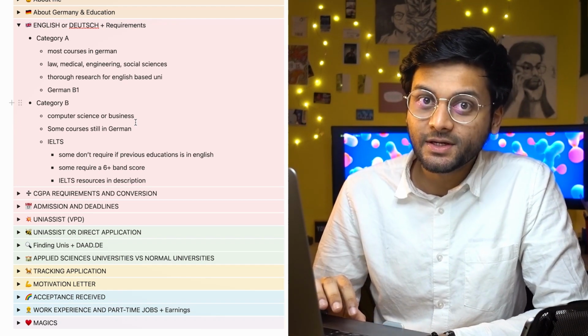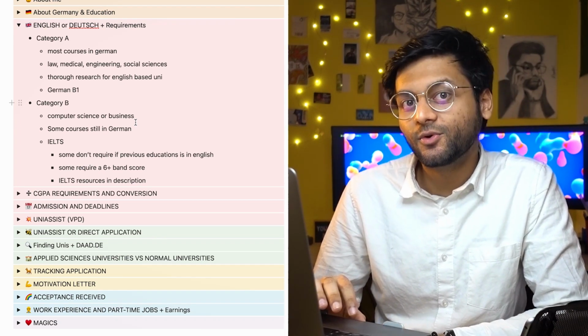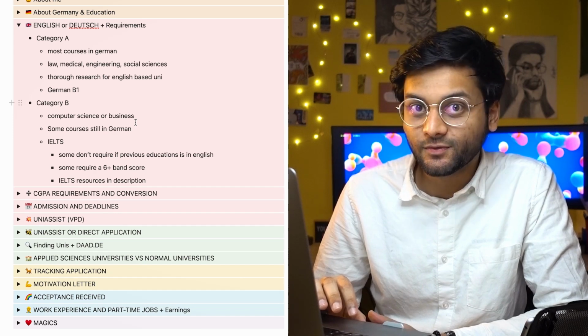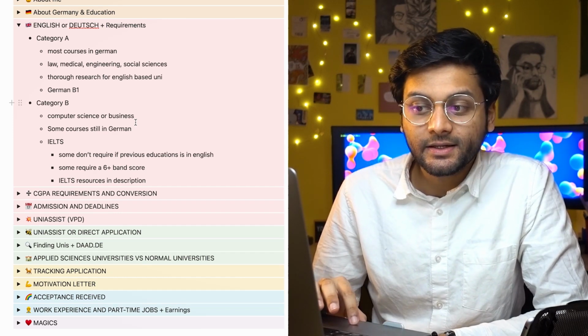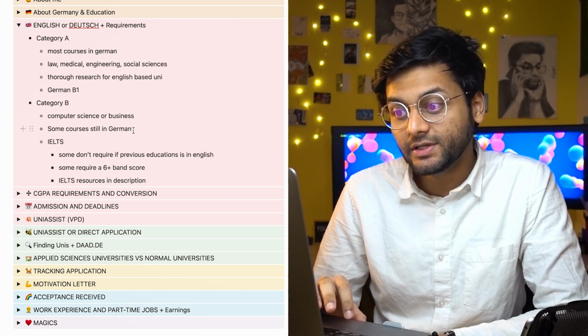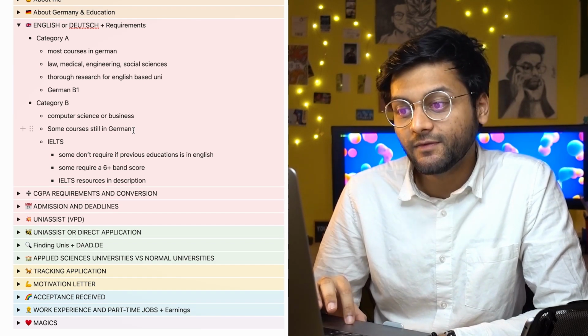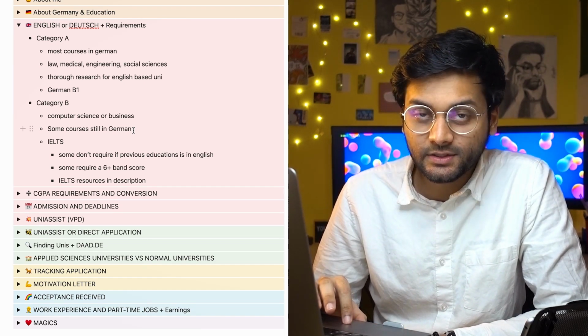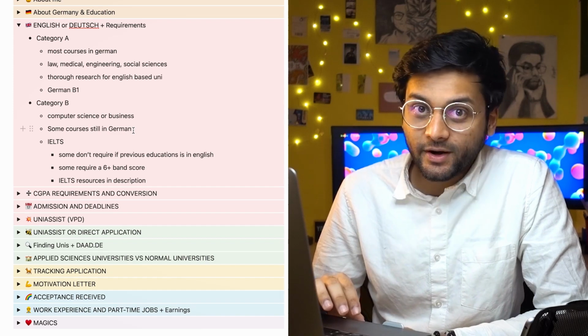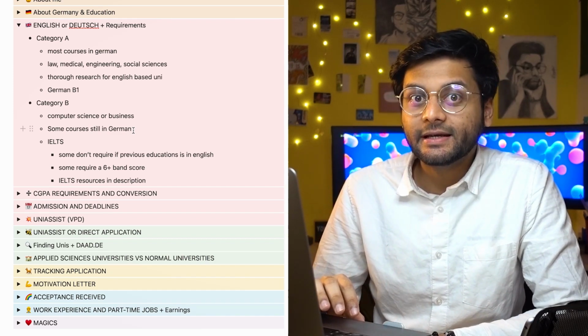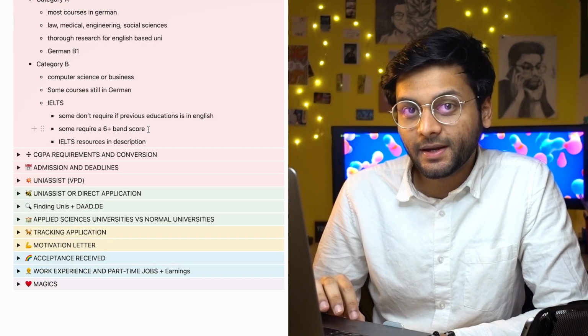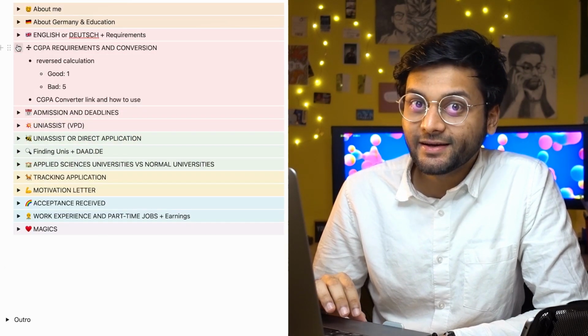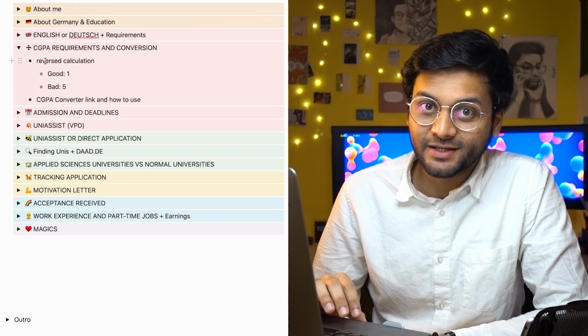So पूरी degree बेशक आपकी English में हो, but you will still find some courses which are in German, like electives for example. For these B categories, you need IELTS, and some universities even don't need that. They say that if your previous education is in English, they don't require IELTS. And for others who do require IELTS, you need at least 6 or 6.5 band depending on the requirements, and you can find some IELTS resources in my description here in the video.